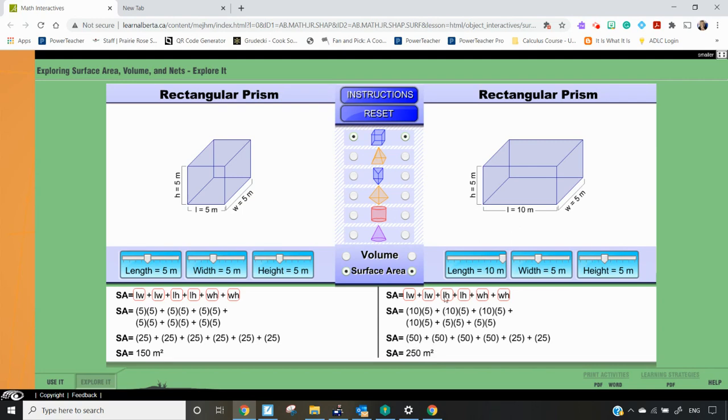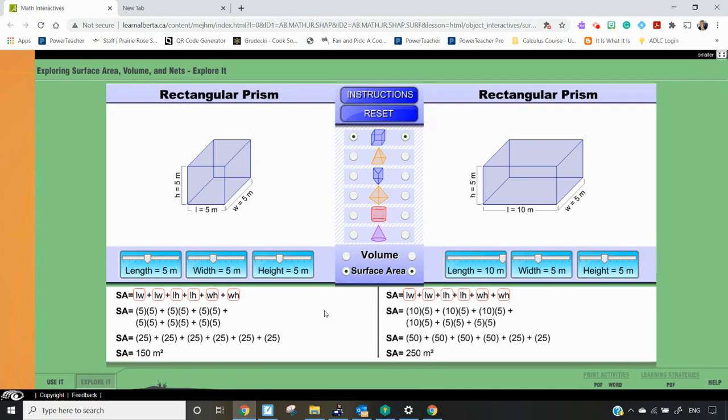But why has that happened? Well, when we increased our length to 10, when we doubled that, then our length times width and our length times width both doubled. So we have 10 times 5, 10 times 5. That now becomes 50 plus 50 instead of 25 plus 25. And when we look at our length times height and our length times height, instead of having 5 by 5 and 5 by 5, we now have 10 by 5 and 10 by 5. In other words, we've increased by 100.